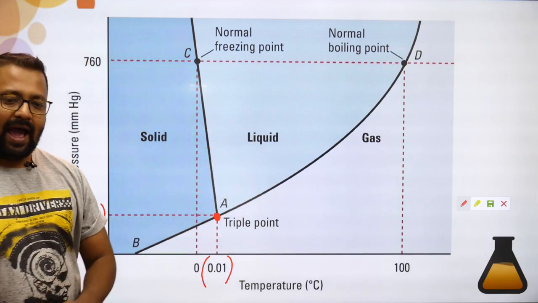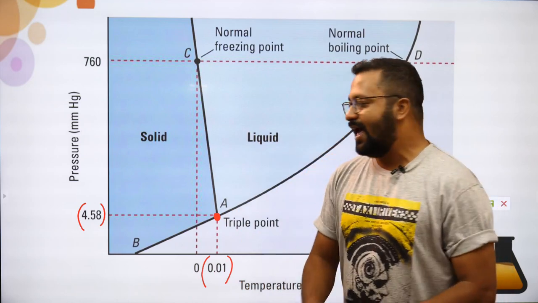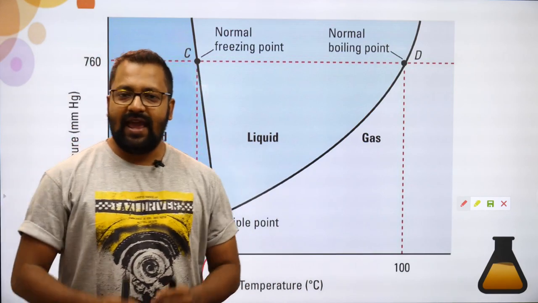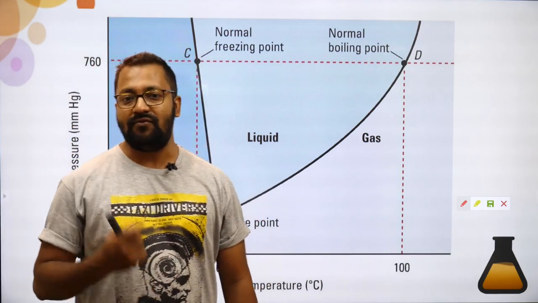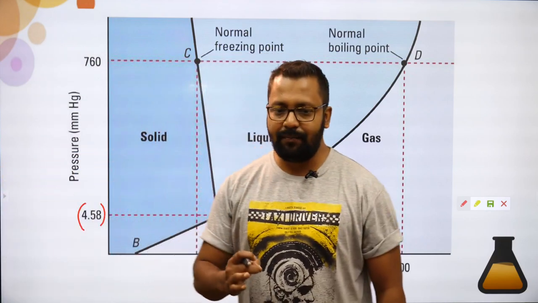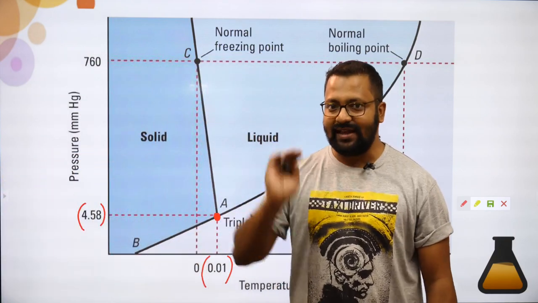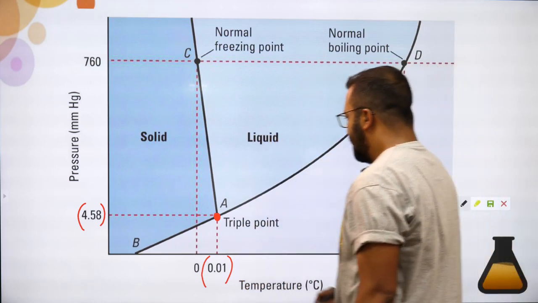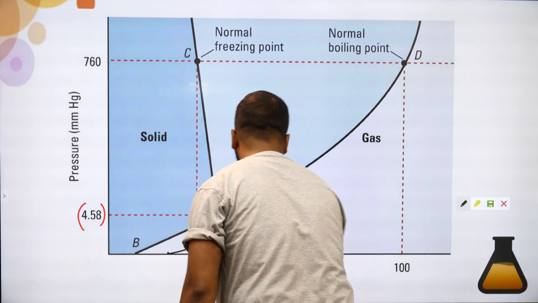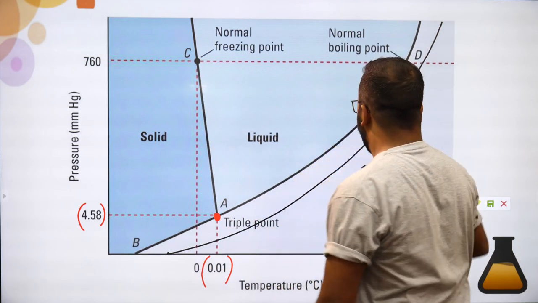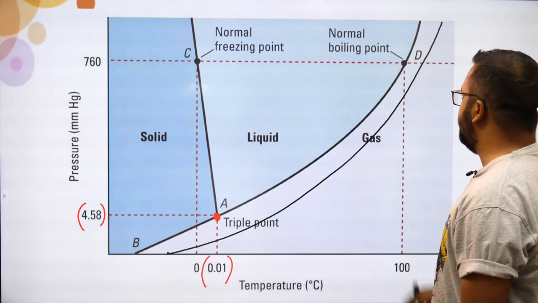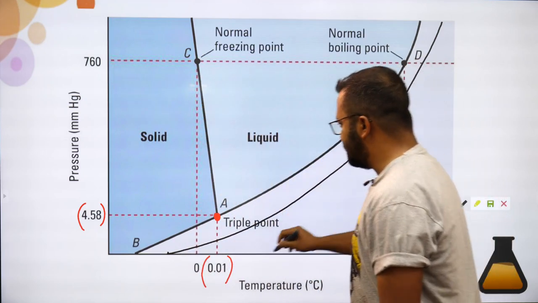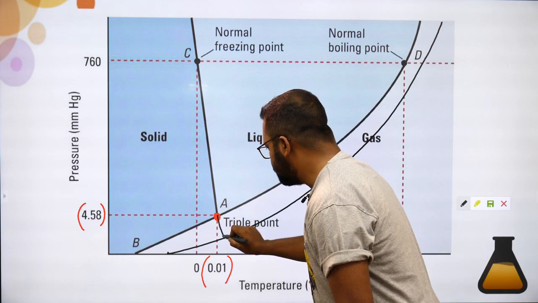What will happen when I add some solute in a solvent? Ek baat bataiye, when I add some solute in a solvent, what happens to the vapor pressure? The vapor pressure decreases. Theek hai? So vapor pressure agar decrease karta hai, then I will get a new curve like this. Vapor pressure decrease kar jayega same temperature pe. I will get something like this. And the triple point will also shift.